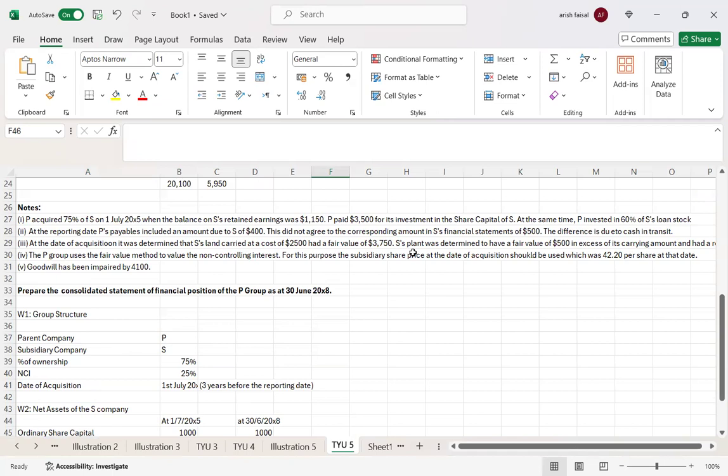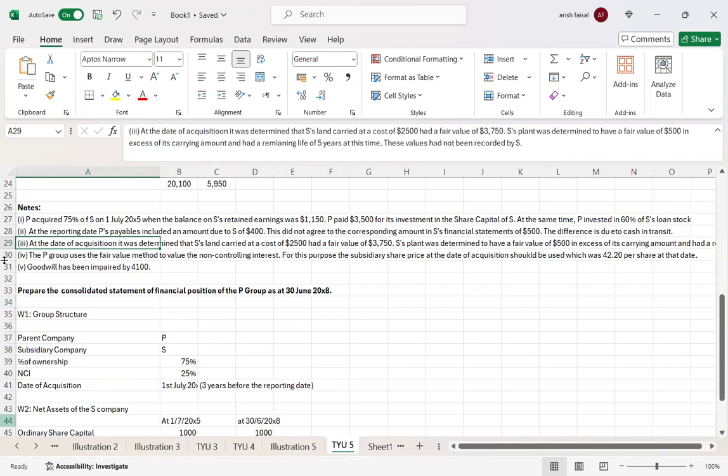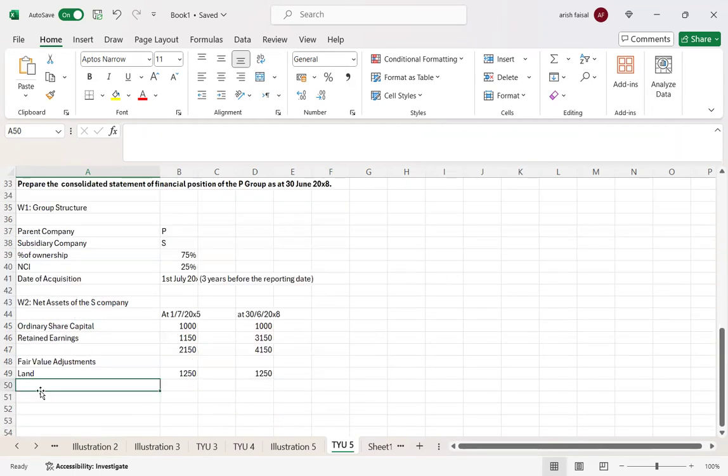But then you also have S's plant, which was determined to have a fair value of 500 in excess of its carrying amount and had a remaining useful life of 5 years at this time. These values have not yet been recorded by S. Fine. So we need to make an adjustment of 500 because they have already given you that that's the excess.